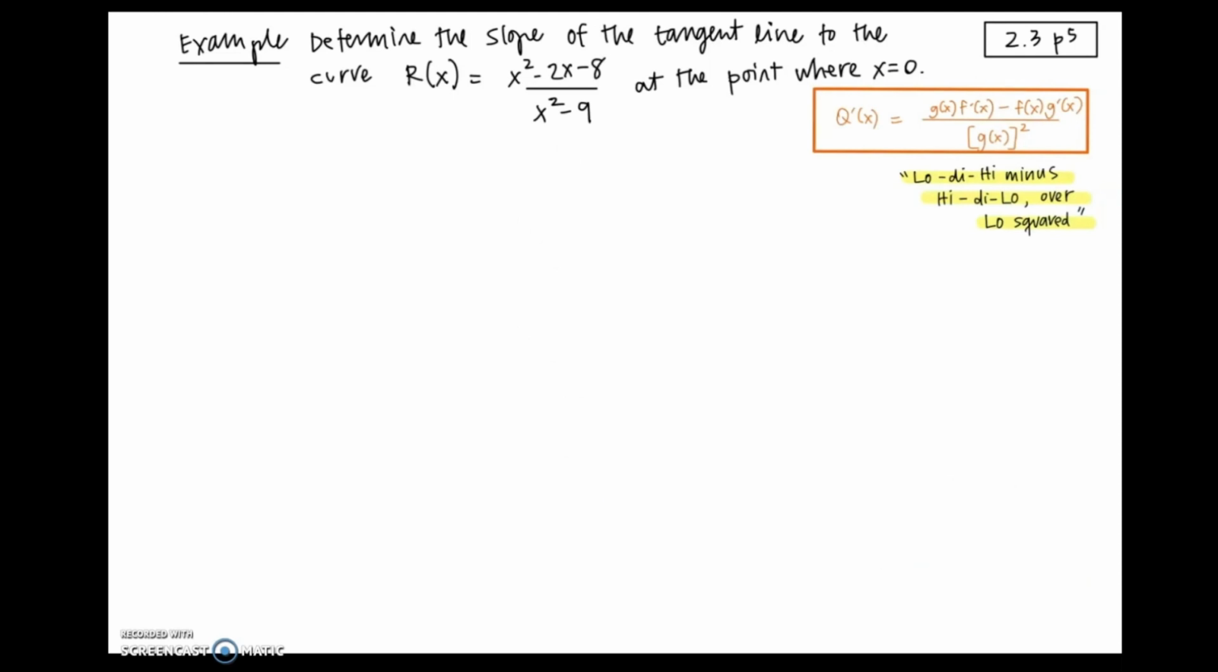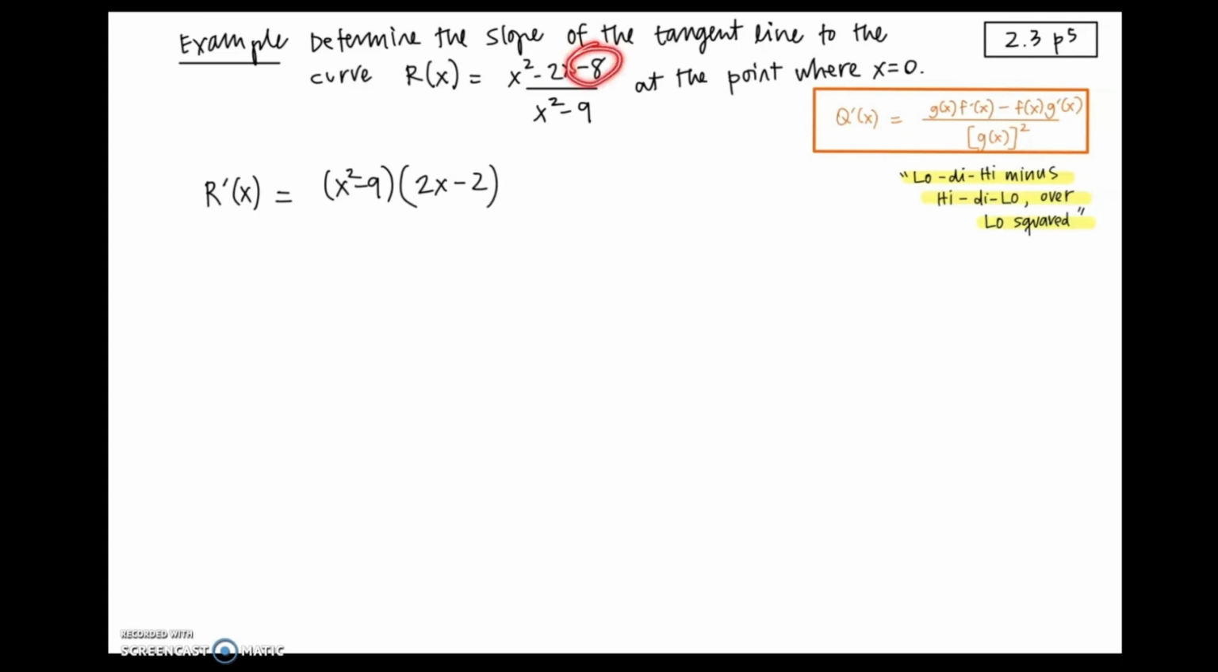Okay, so let's try this problem out together. We're going to be using the quotient rule, which we can remember this way also. So let's first find the derivative of r of x, r prime of x, and it will be low d high, so x squared minus 9 times the derivative of this guy, and the derivative of that is 2x minus 2, and that's it.